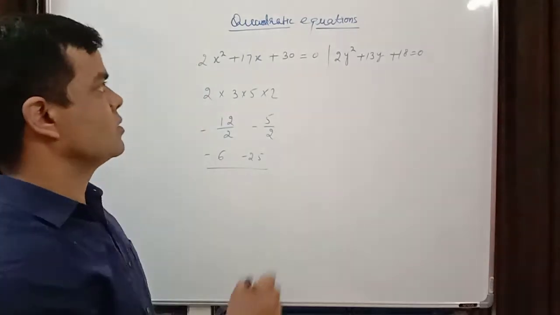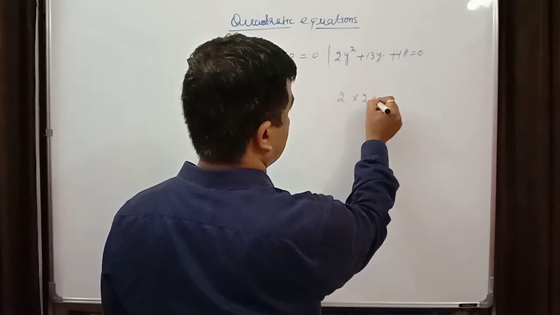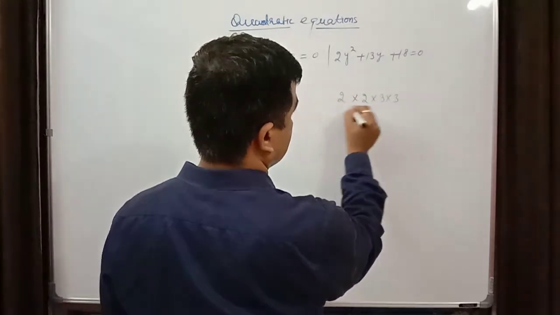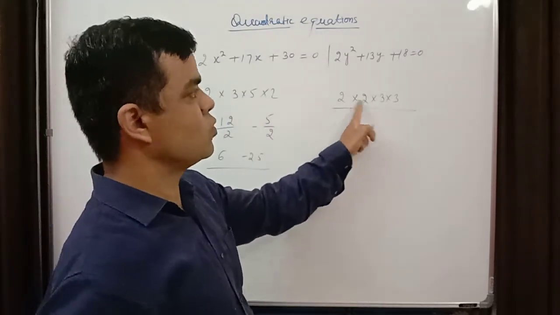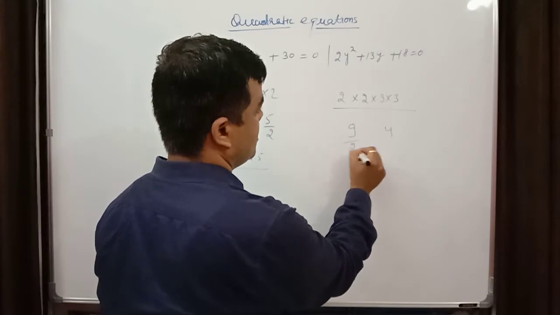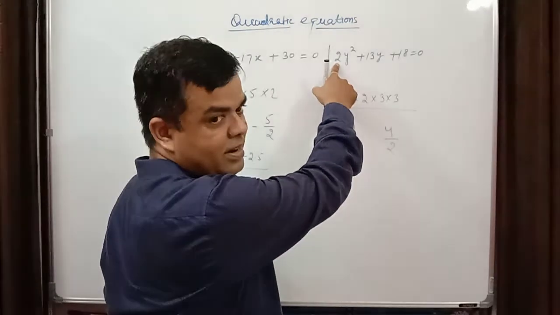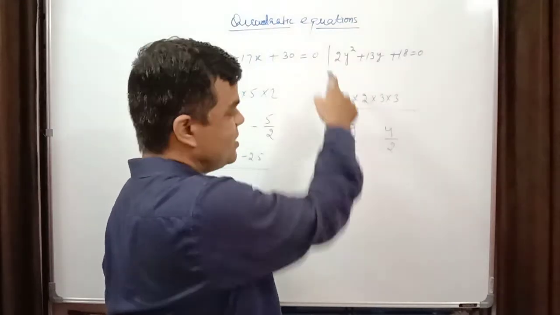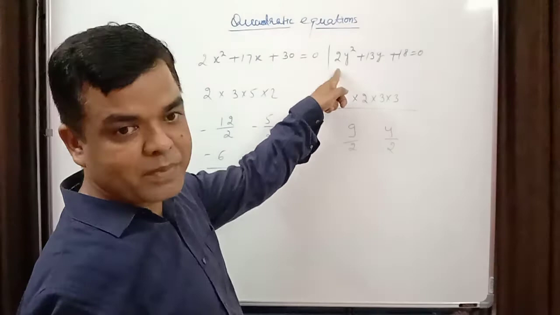Correct? Okay. So again, take this 2 into 2, 3 into 3. So now make it 13. 3 3 is 9, 2 2 is 4. So 9, 4 divided by 2. Whatever number is here, that will be divided, not always 2. If here it is 3, then divide by 3. The a value of ax square will be divided.